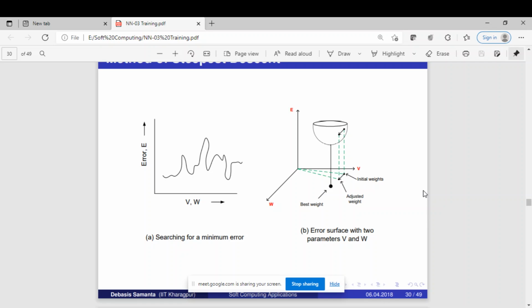So what we are trying to do, basically, and why we are doing back propagation: we want to identify the optimal solution, that is, the solution without error or with as little error as possible. You can consider this as the search space. So this is the search space.